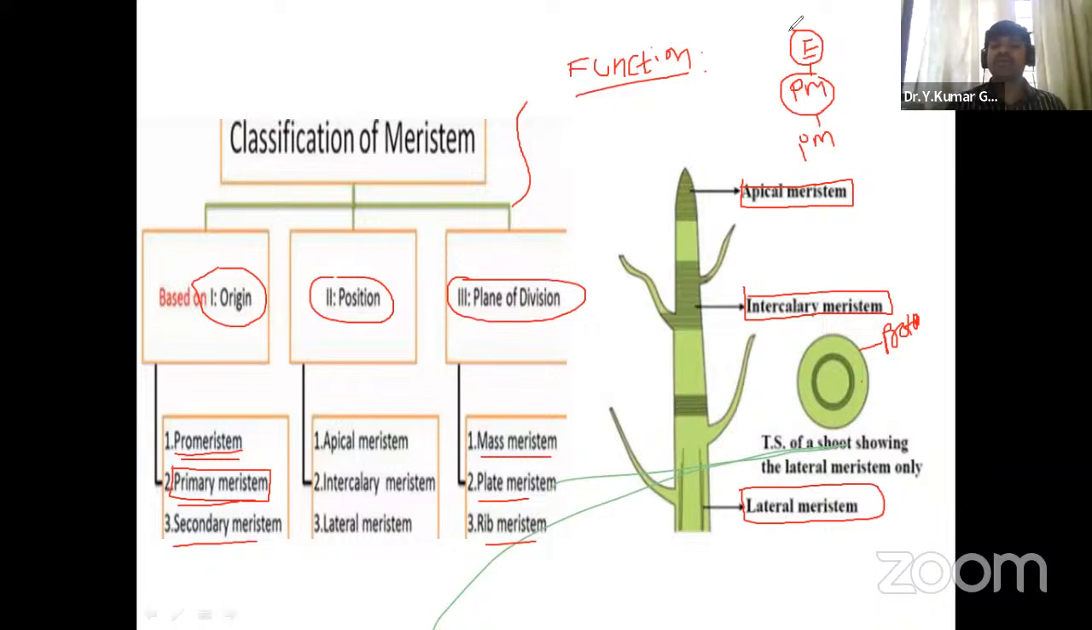I already told you, from the embryo, from embryonic cells, first the promeristem and next the primary meristematic cells form. So these are from the beginning, and they are involved in the development of the body. What you see in the positions apical, intercalary, lateral, they all develop from the primary meristem. So the primary meristem is mainly involved in development of the body.